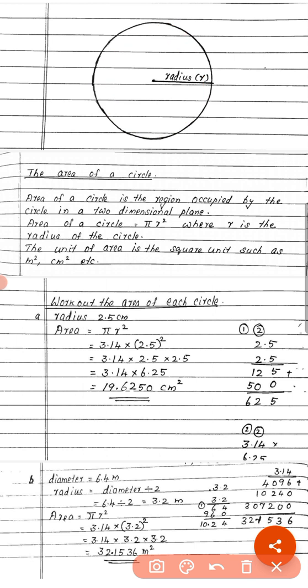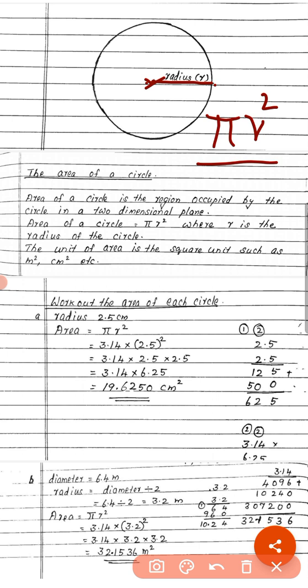We can use the formula pi r squared to find the area of a circle, where r is the radius of the circle. Radius is a line which joins the center and any point on a circle. Here in this circle, this is the center, and this line is the radius.